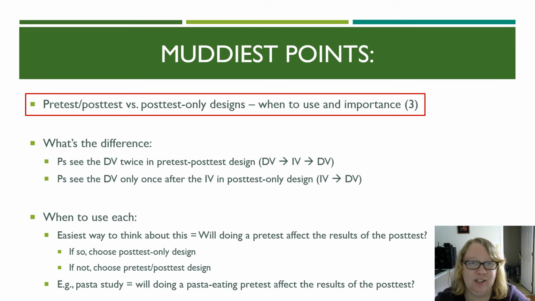So this is not unlike the issue with a within group design. If you're seeing the DV twice, it can create some problems. All right, so the difference is, are you seeing the DV twice or once? And how to think about when to use them is you're asking, does the pretest affect the post-test? If so, like the pasta study, then you better do a post-test only design where they just get the bowls, different bowl size, and then they go eat pasta. And you just have to accept that there's going to be more variability there. Your data is going to be a little muddier. But if the pretest doesn't affect the post-test, like the mood and feedback example, then choose pretest post-test because it'll give you clearer data.